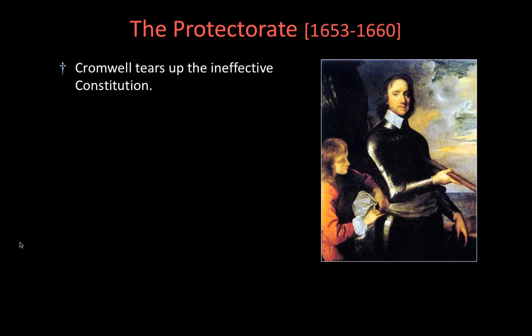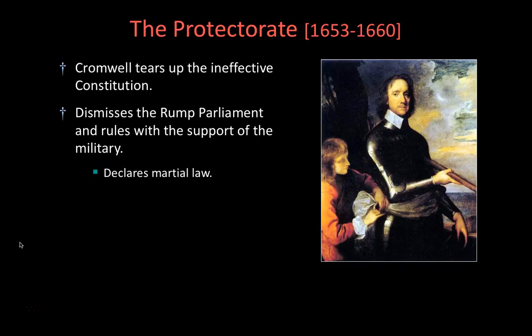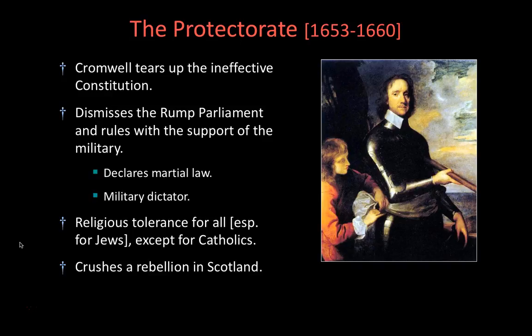In the next few years, he crushes rebellions in both Ireland and Scotland, and fought wars with the Dutch Republic and Spain. Cromwell, now called the Lord Protector, made many of the same mistakes as the previous monarch. He levied taxes without Parliament's approval and got rid of people who disagreed with him. He granted religious freedom to all Puritan sects, but not to Catholics or Anglicans.